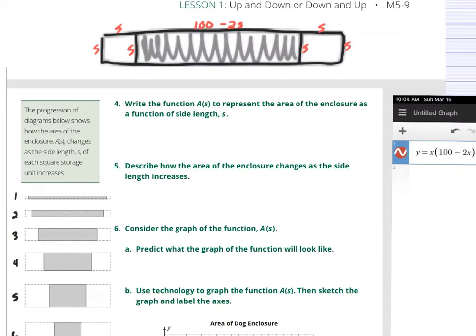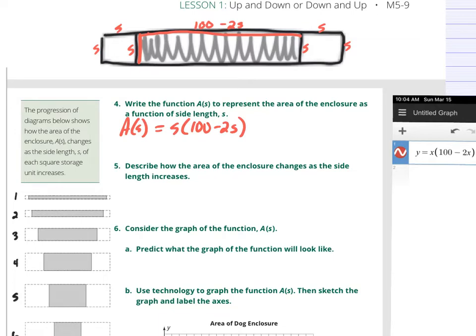All right, number 4, write the function A of S to represent the area of the enclosure as a function of side length S. Now I have kind of a crude drawing at the top of it up here. We are trying to get the area of the shaded region, which means we need to take side, which is listed as S, times length, so S times 100 minus 2S. So I would simply write that as S times 100 minus 2S. And that's what's going to equal our area as a function of the side length.